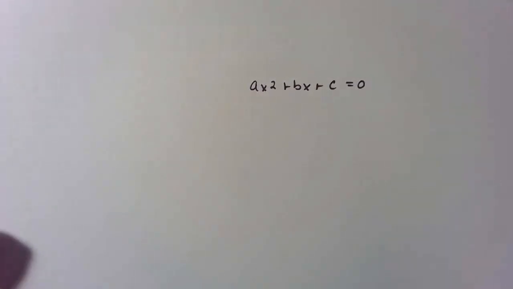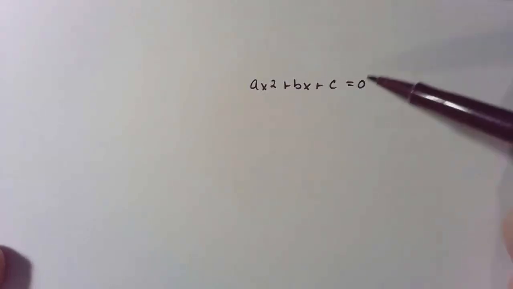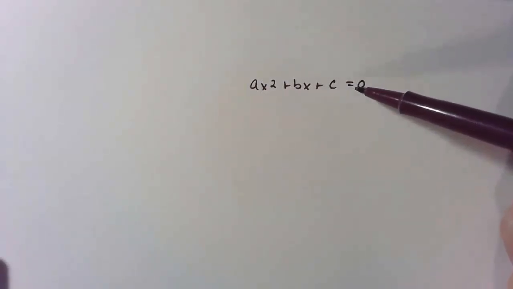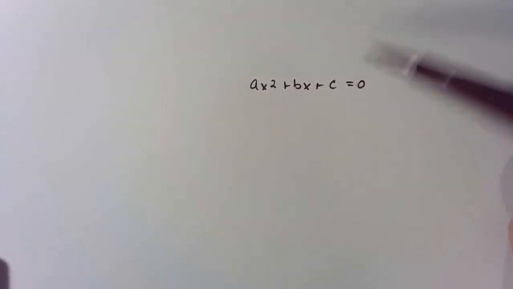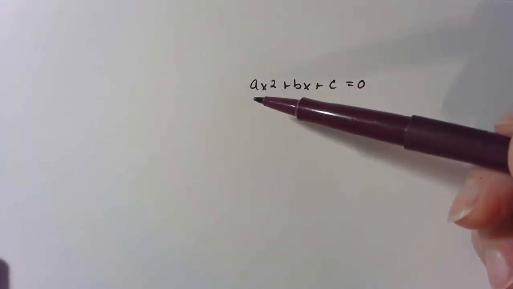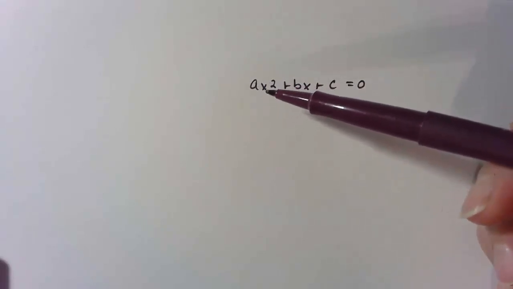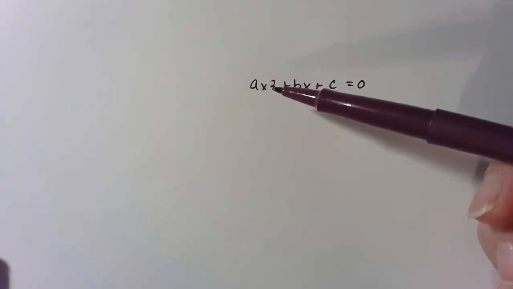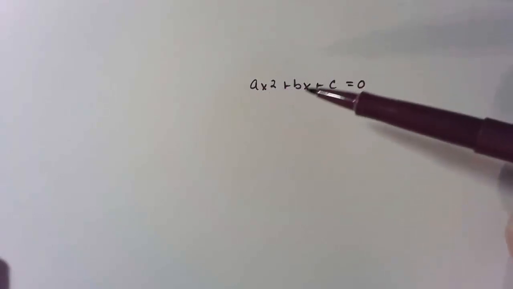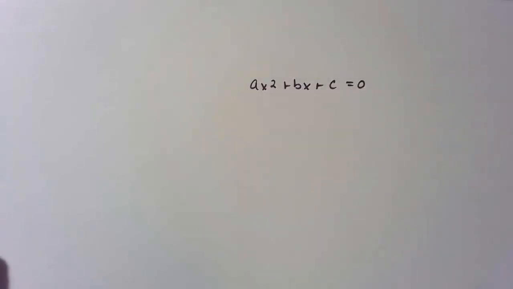Okay, so we have the standard form of a quadratic equation. Zero is on the right. It's an equation because it contains an equal sign. A is the leading coefficient. It's the coefficient of the highest degree variable, right? The quadratic term. B is the coefficient of the linear term, and C is a constant.